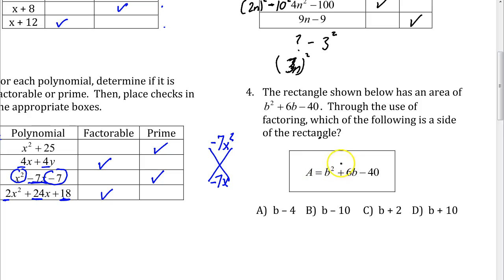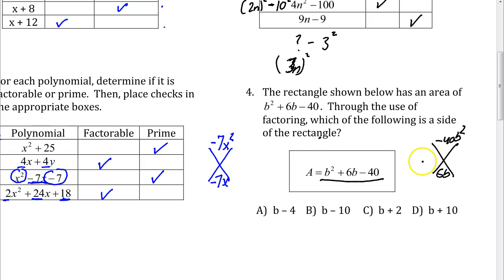So like I said before, number 1, if you see something like this, and you can see the answers, it's a good hint that you just need to factor it. So there's no GCF here. So what two numbers multiply to negative 40b squared and add to 6b?